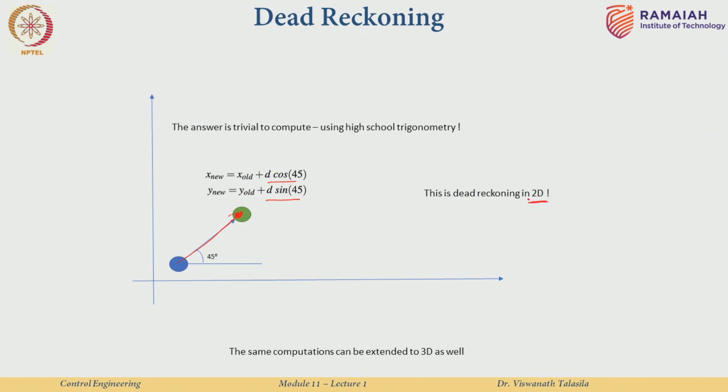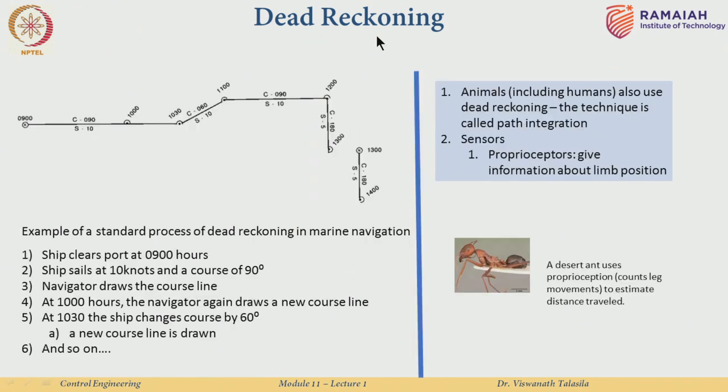Although this is done in 2D, exactly the same concept extends to 3D as well, okay. So that's dead reckoning. Now just a small example of how we would do dead reckoning in the ocean. So this is in marine navigation. These charts shown over here are basically one way of computing, or rather plotting, your course or plotting your path, right. So they normally use the word course in navigation.